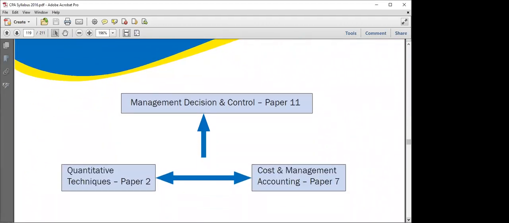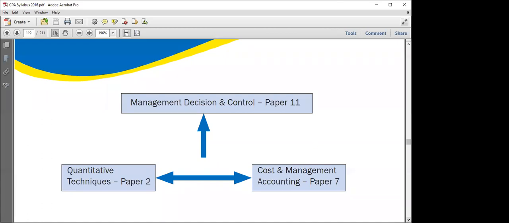Now, for those that are joining for the very first time, as you indicated, I didn't see anyone say they are joining for the second time. But for those joining for the first time, maybe you're level one and you want to do a paper in level two, maybe you've been doing advanced, taxation and other papers, and you now want to do paper 11. I want to say that the MDC paper builds up from quantitative techniques, which is paper two, and cost and management accounting.